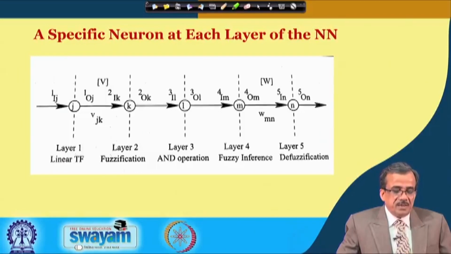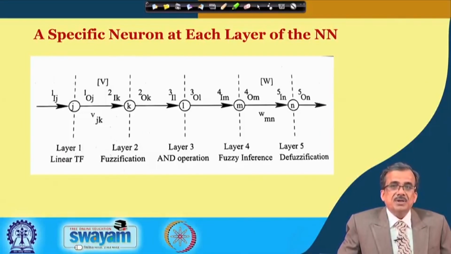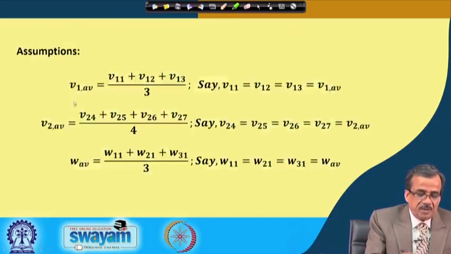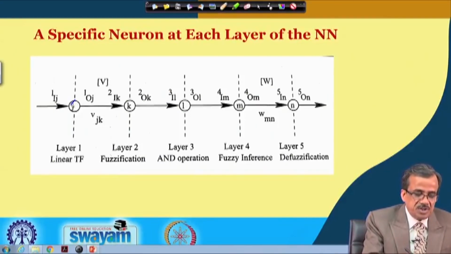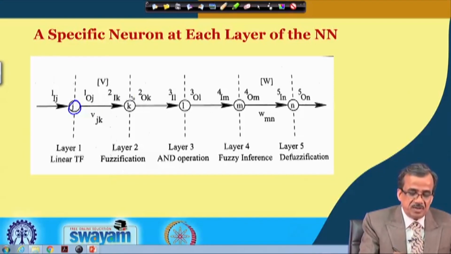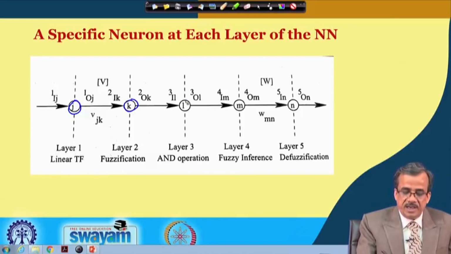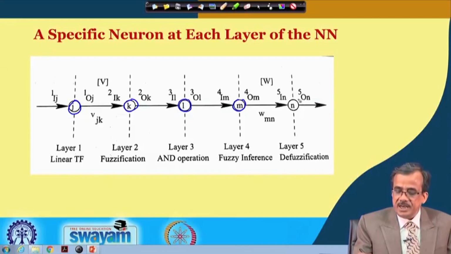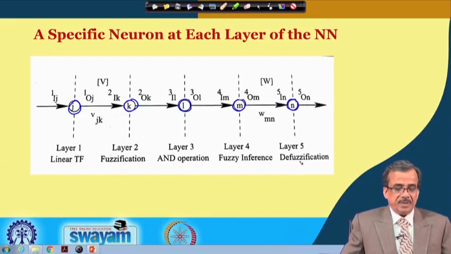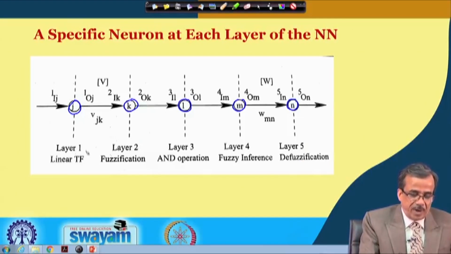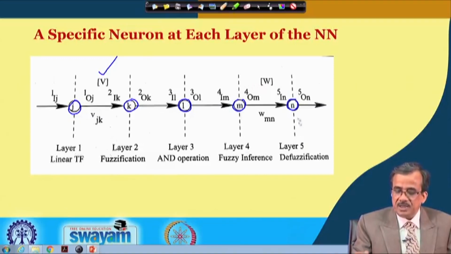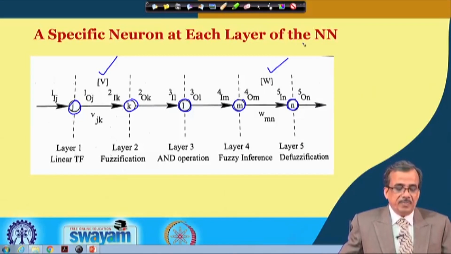Now, I am just going to represent a particular neuron lying on each of the layers. For the purpose of analysis, here we are going to consider the jth neuron lying on the first layer, then the kth neuron lying on the second layer, lth neuron lying on the third layer, mth neuron lying on the fourth layer, and nth neuron lying on the fifth layer. Now, the connecting weight between layer 1 and layer 2 is denoted by V. The connecting weight between layer 4 and layer 5 is denoted by the W matrix.